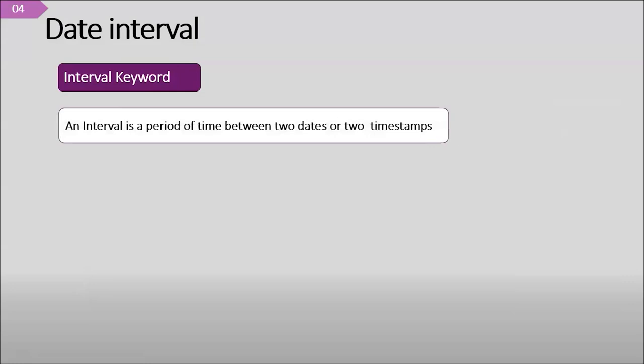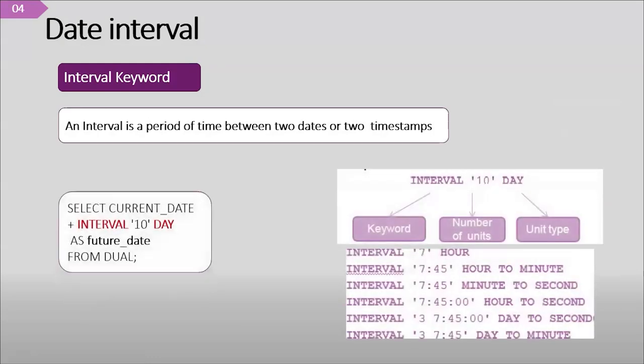What is interval? Well, we use the interval keyword in our analysis. It is a period between two dates or two timestamps. The syntax is easy. If you select the current date plus interval, for example, 10 days as future day. You put the word interval, and then between single quotes, the number, and after it, the unit of this number. So you can say 10 months, 10 days, 10 hours, 10 minutes, and so on. You have different intervals here on the right if you want 7 hours and 45 minutes, and so on.